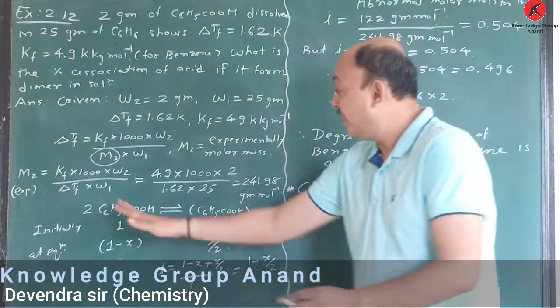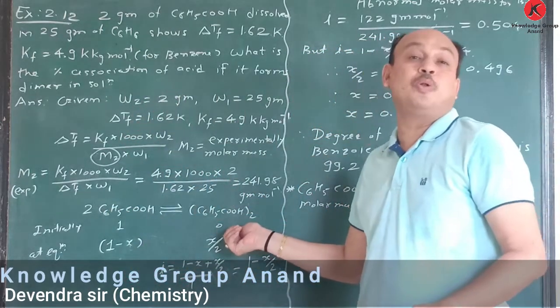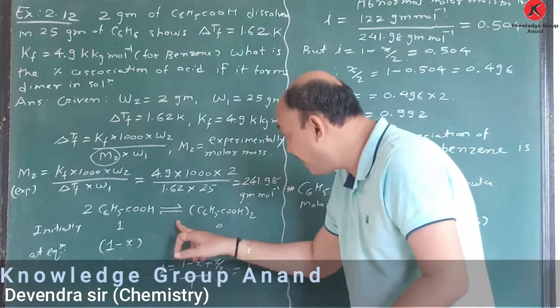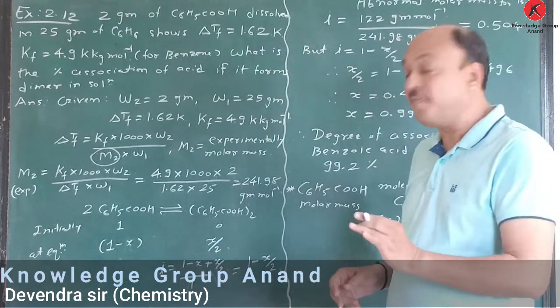What is the meaning of this? Here 2 moles of benzoic acid combine and form only 1 mole, and that's why here we have to write divided by 2. These two factors come at this position when equilibrium takes place. If you understand this, then it becomes very easy.